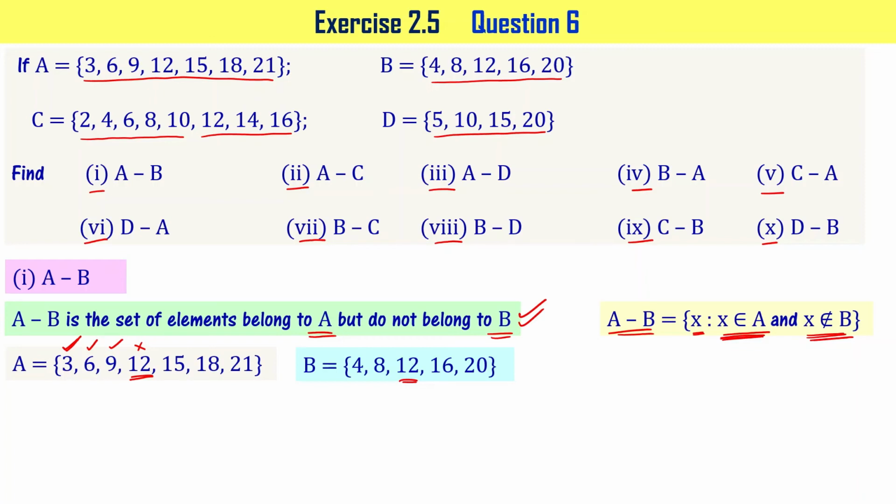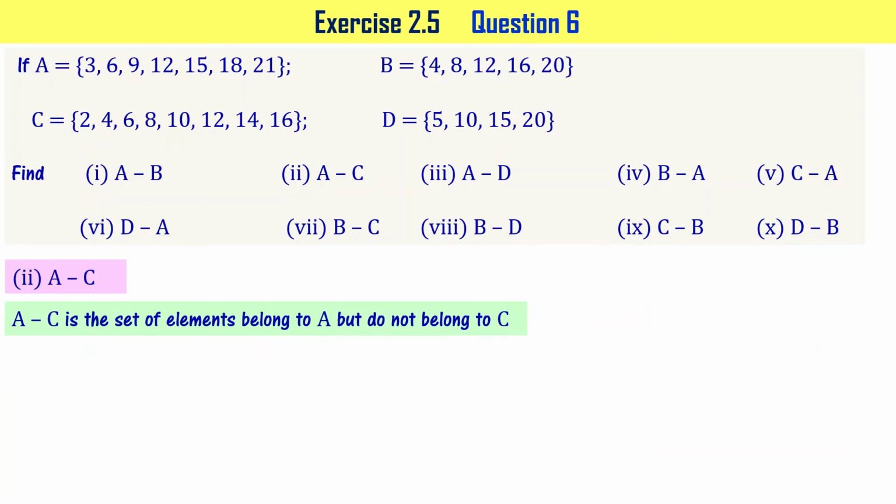When it comes to 15, 15 is only present in A, right? And 18 is also only present in A, and 21 is also only present in A. That's why 15, 18 and 21 are also part of A minus B, right? Now let's write the set A minus B as 3, 6, 9, 15, 18 and 21, right? Now let's go to the next part, that is A minus C.